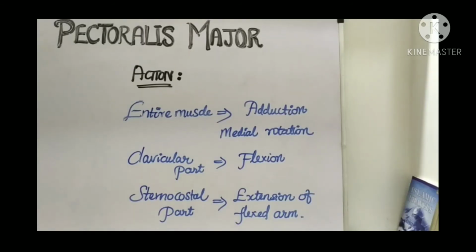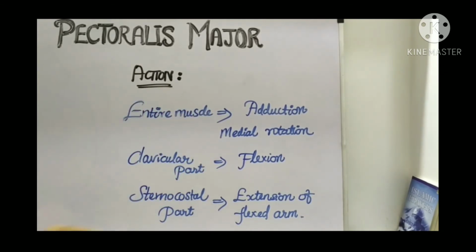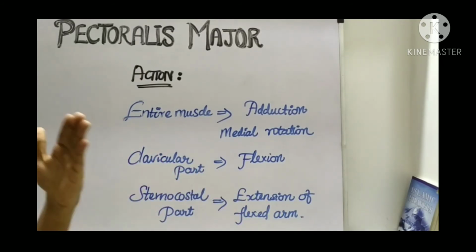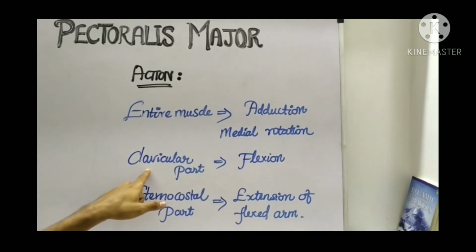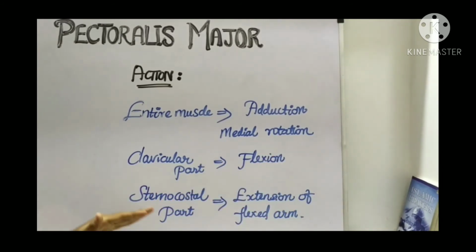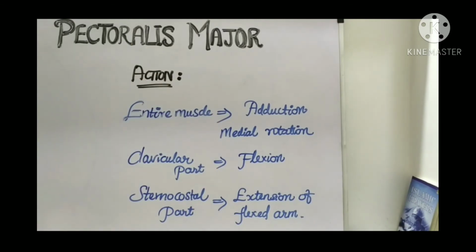Now the action of the pectoralis major muscle. The entire muscle will be doing adduction and medial rotation of the arm, and the clavicular part will be doing the flexion along with the deltoid's anterior fibers. Along with that, the clavicular part does the flexion and the sternocostal part does extension of the flexed arm. Once it is flexed, the sternocostal part helps in the extension of that flexed arm. So I am just showing you now.